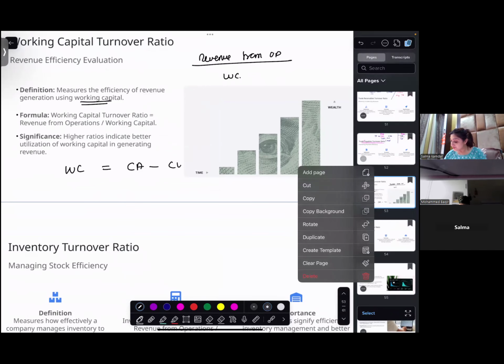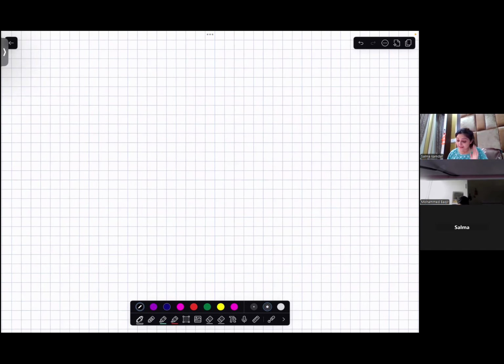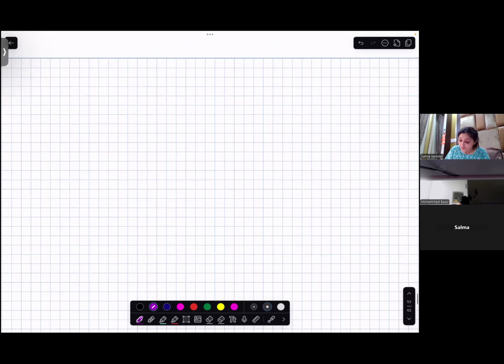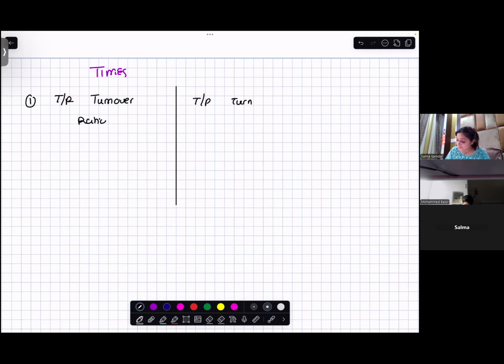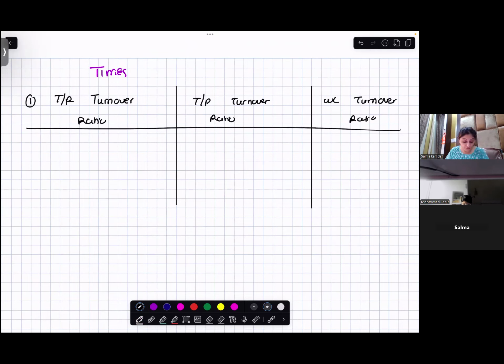Now, what you can do is we always try to find the answer in times for all these ratios. First is the trade receivable turnover ratio. Can you please write it along with me? For the trade receivable turnover ratio, for the trade payable turnover ratio, for the working capital turnover ratio, we always try to find the answer in times.